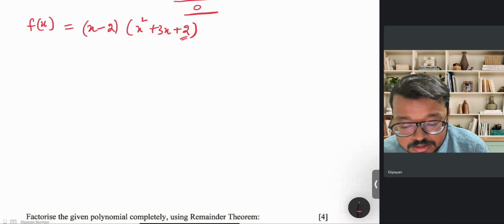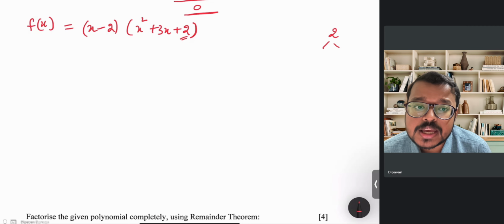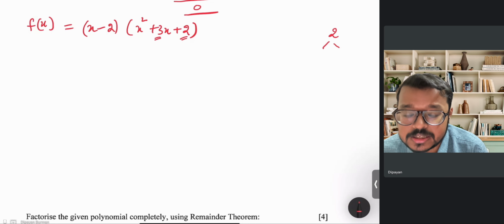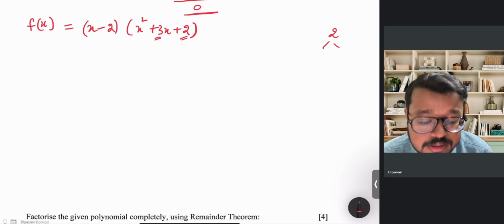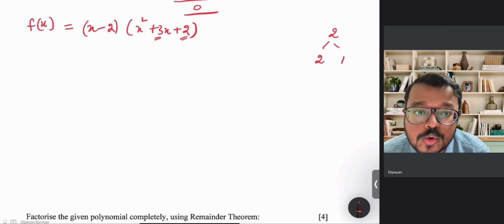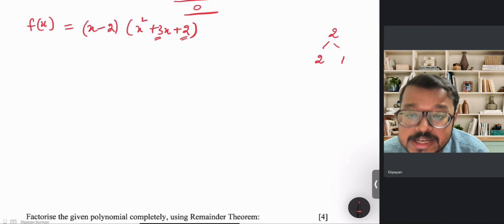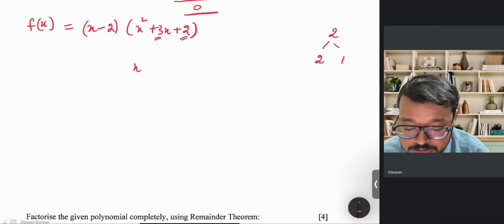So the constant is 2. That means the product of two numbers I want as 2 and the sum of two numbers I want as 3. So if I look at some combination, 2 into 1 is 2 and 2 plus 1 is 3. So I can split the middle term 3x as 2x plus x. So this is x square plus 2x plus x.